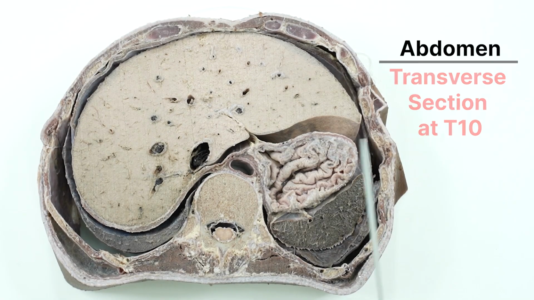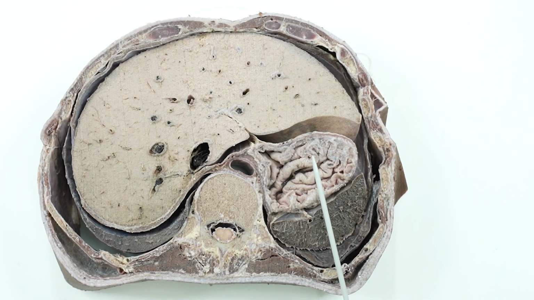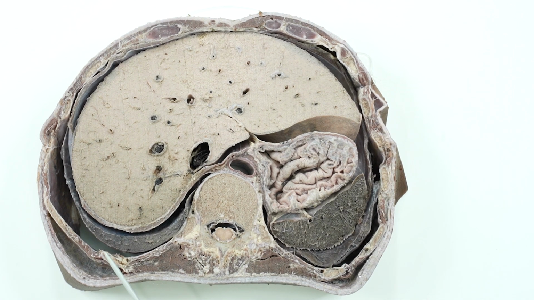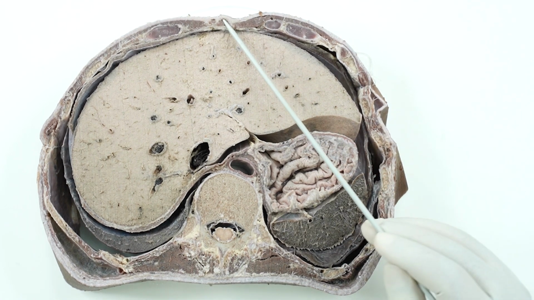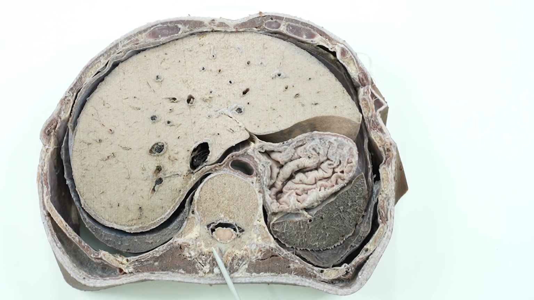Let's try to identify the section of the abdomen taken at the level of the T10 vertebrae. First, let's try to identify the orientation of the specimen. So this is the anterior part, this is the posterior part. How do we say? Again, look at the vertebra. This is the T10 vertebra with the vertebral canal and the spinal cord within it. So this is the posterior part, this is the right and this is the left part.